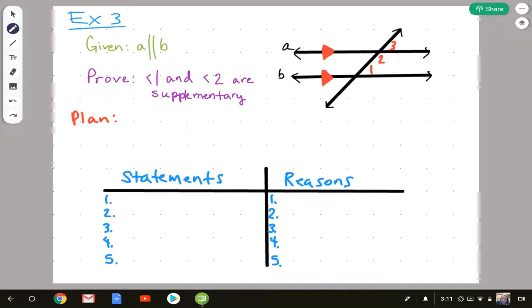So if I look at this and I want to say 1 and 2 are supplementary, I think about the other things that we've talked about with supplementary angles. We know that if two angles are a linear pair, when you put the adjacent angles together, they form a straight line. Then I know that those two angles are supplementary.